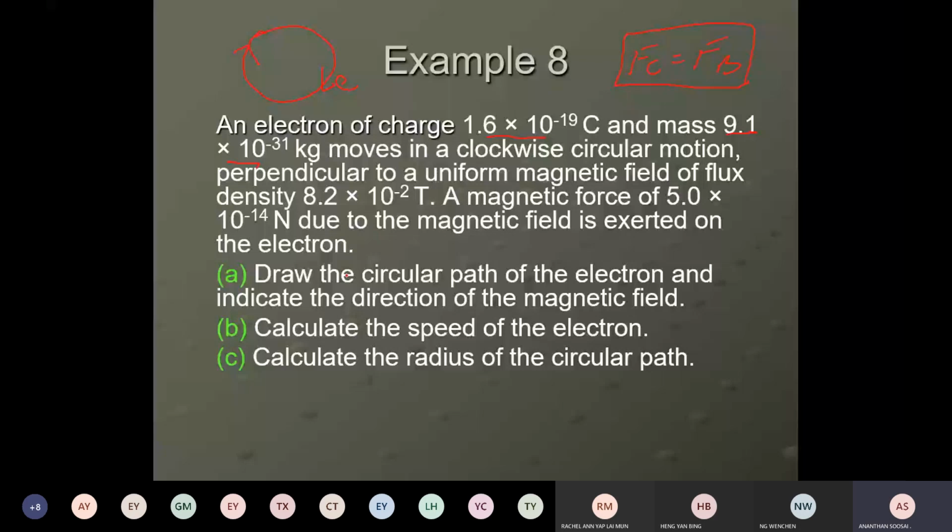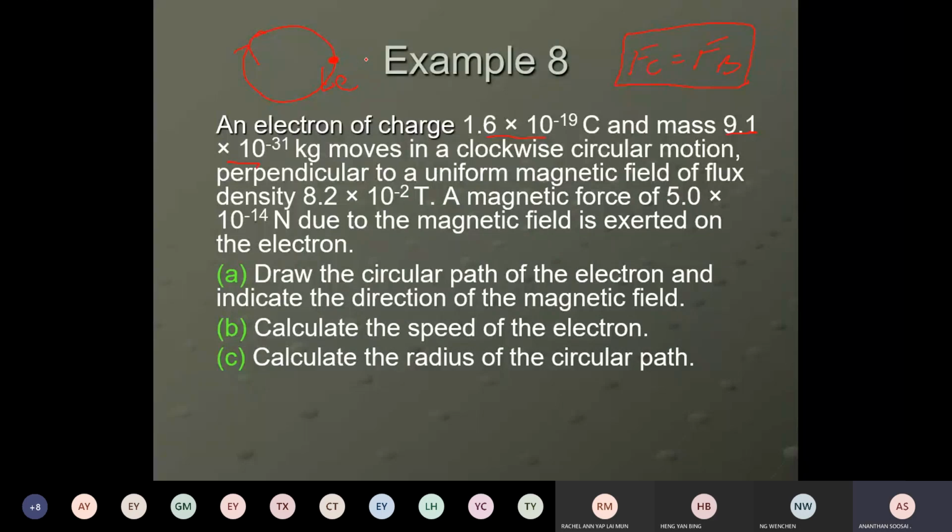So A: draw the circular path of the electron and indicate the direction of the magnetic field. Let's say we use this pattern. The magnetic field is either into the page or out of the page, so you put a cross or a dot. Let's say we take this location.